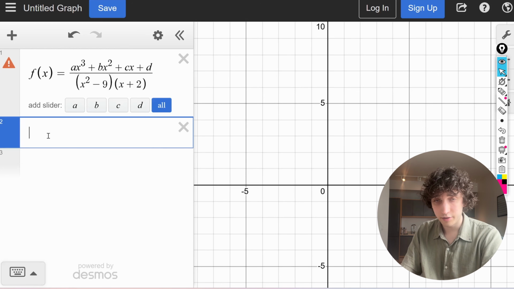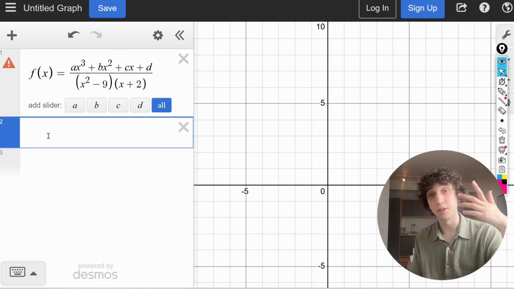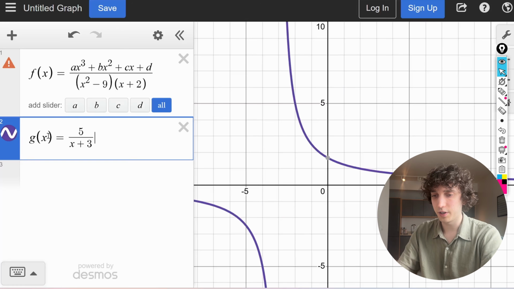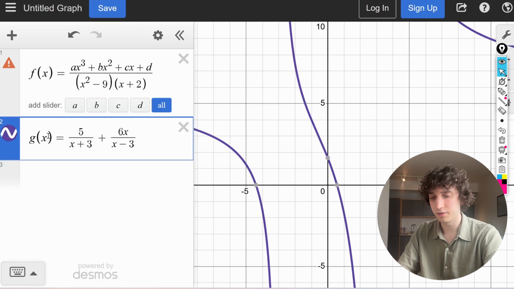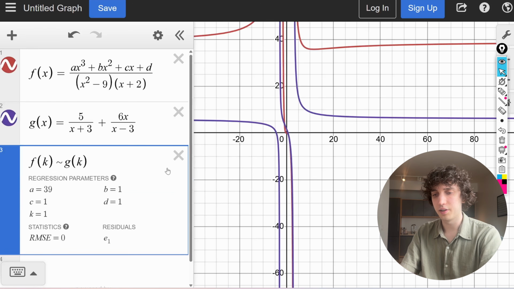And then we're not going to create a bunch of sliders because that would be terrible. We don't want to slide things around. We want Desmos to figure out these values for us. Then we're going to type in g of x and do 5 over x plus 6x over x minus 3. And now we want to run a regression, so let's do f of k regressed on g of k.